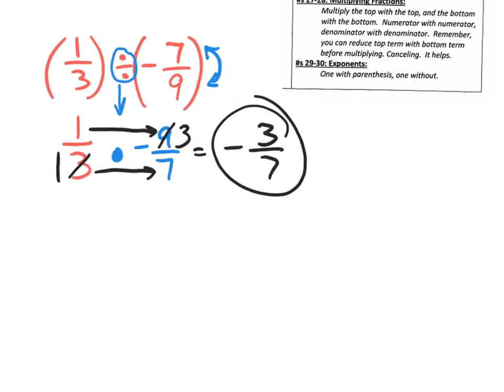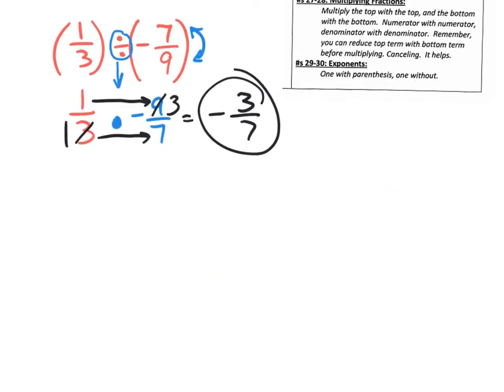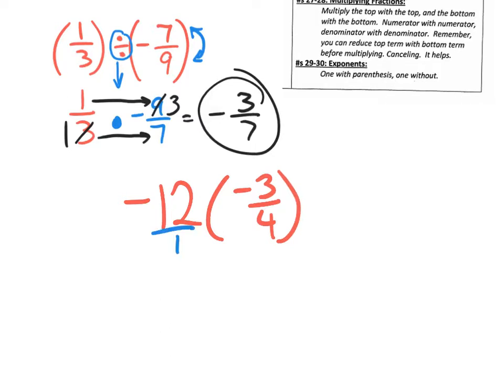And again, if you need to pause it so you can have more time when you're watching this at home. Let's do one more. How about, let's try negative 12 times negative 3/4. That becomes negative 12 over 1. Multiplying fractions is easy. Let's put a 1 under here.